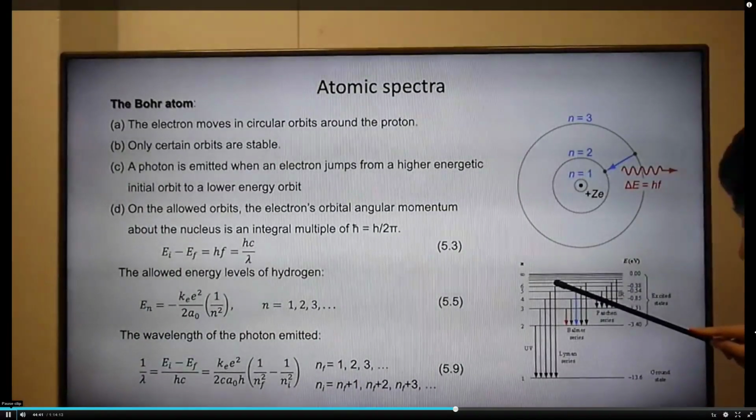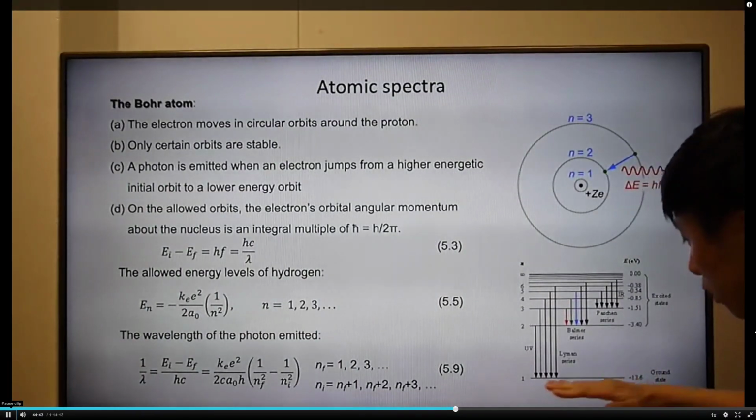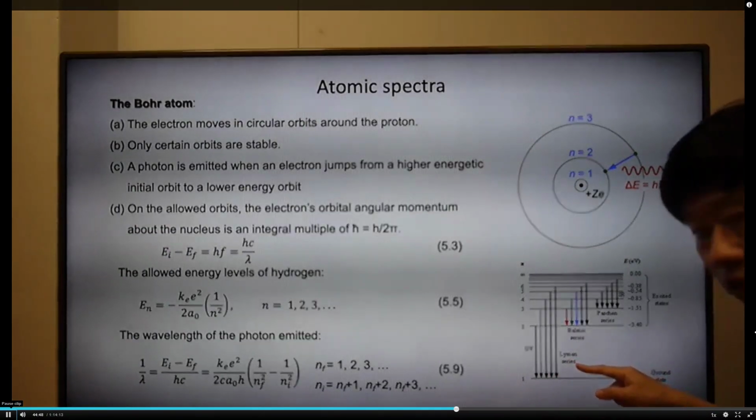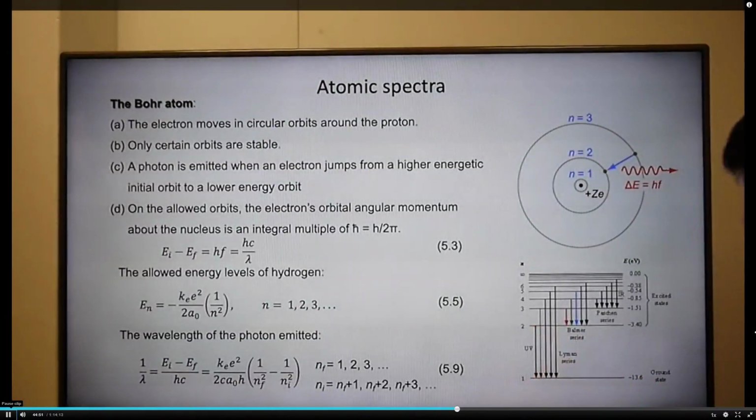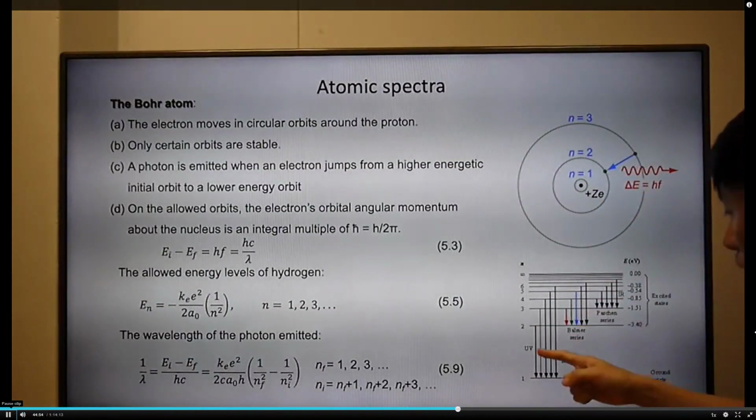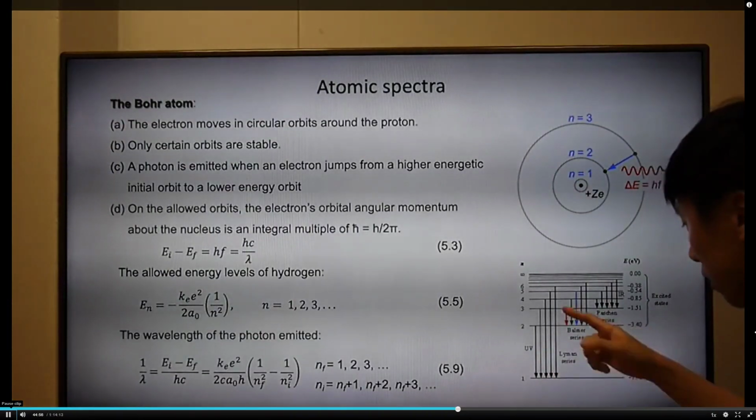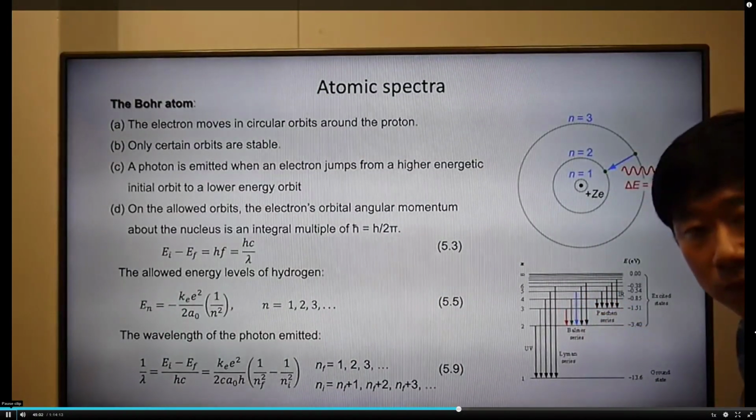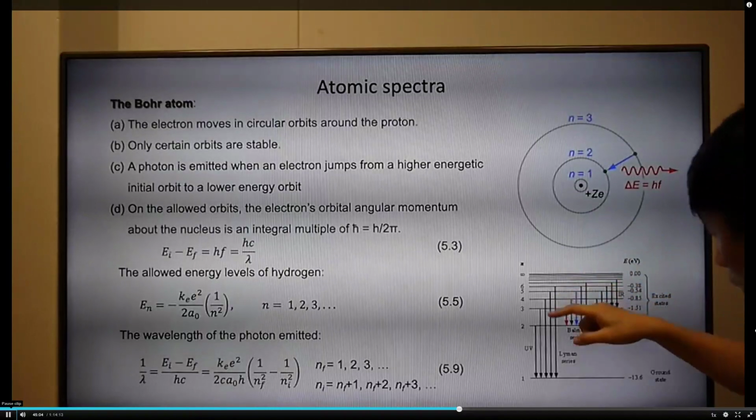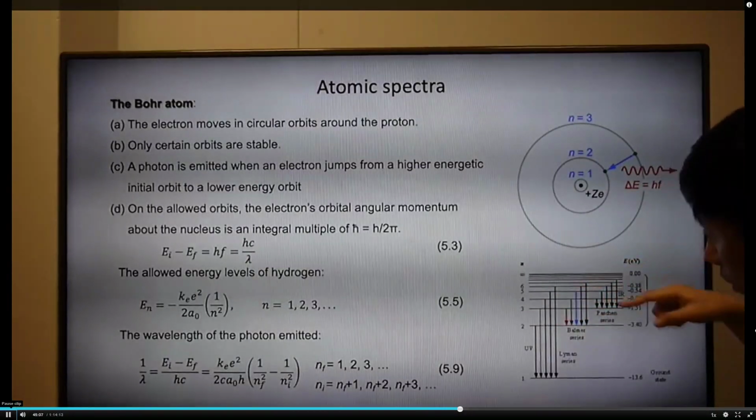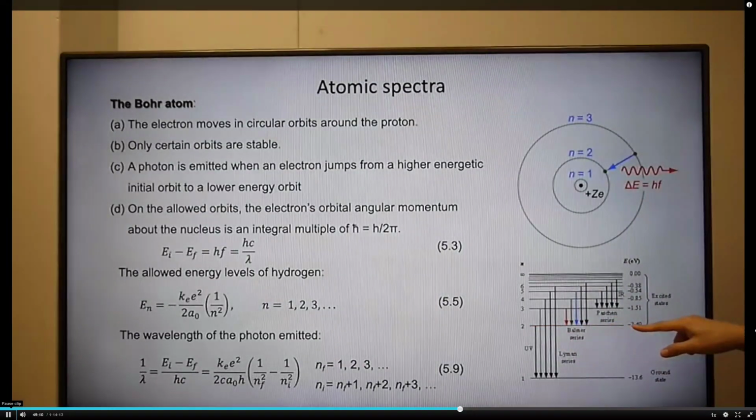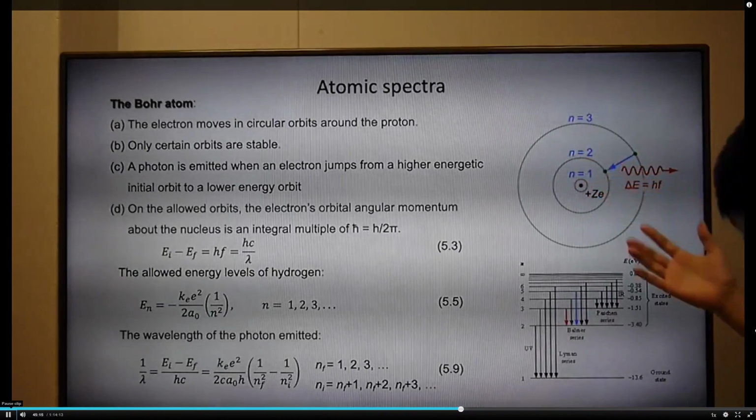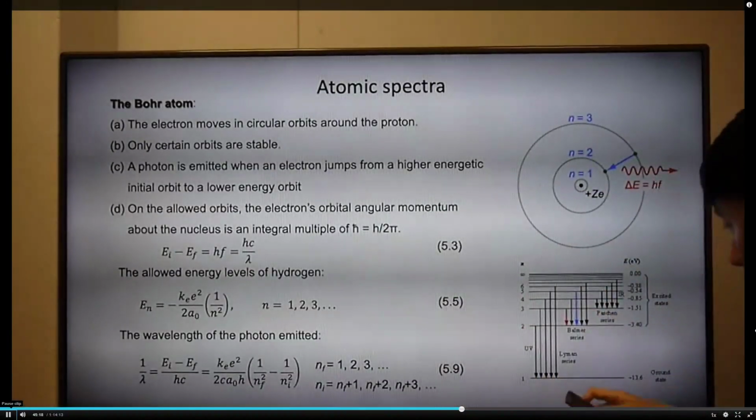When the electron relaxes to the ground state, which is n equals 1, we have the Lyman series. This gap represents delta E, and it determines the wavelength of the emitted light. The Balmer series is about visible light, and it is caused when the electron relaxes to the second energy level, n equals 2. So the Bohr model can explain this hydrogen spectrum.